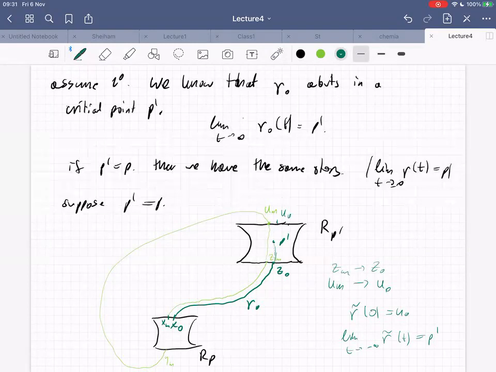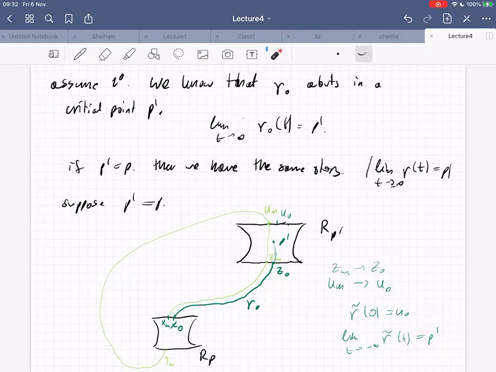Okay, is this clear for this moment? If you see this argument for the first time, it might be too fast. I'm teaching it for the first time, but I have seen it like 20 times in my life, so it might be harder. Is it clear? Is it clear that a trajectory from U naught hits P prime?